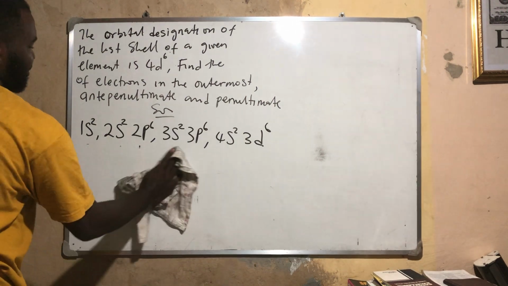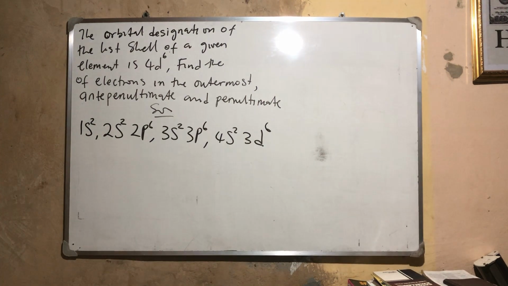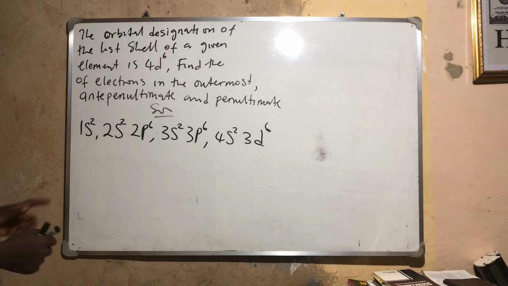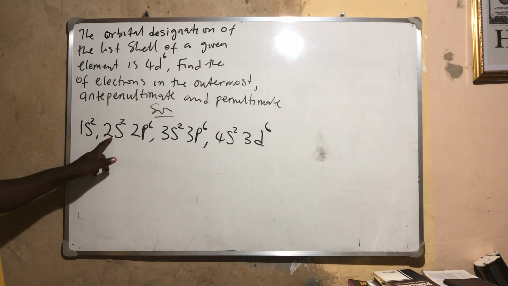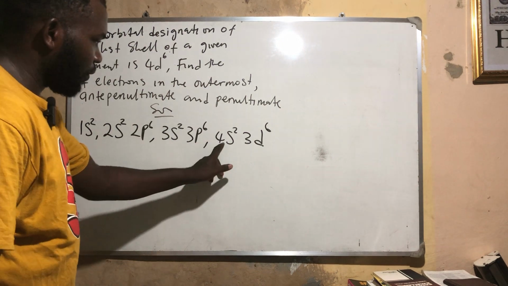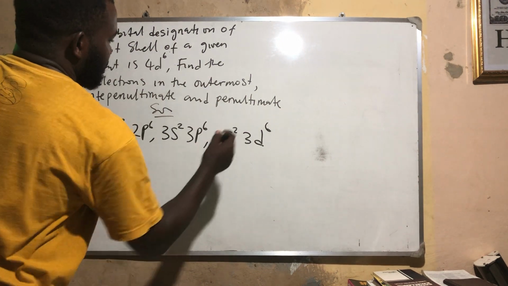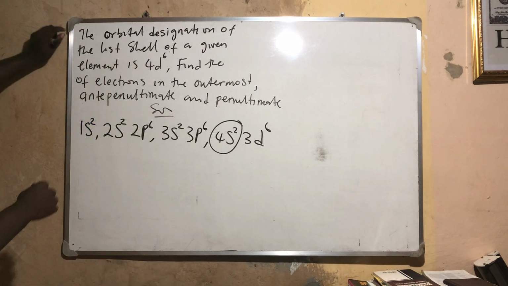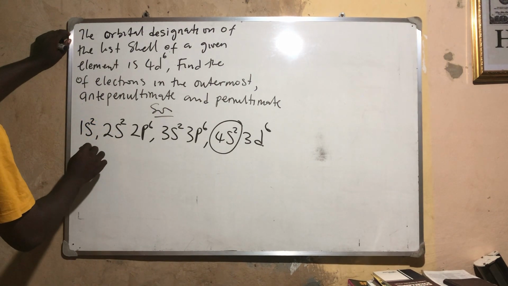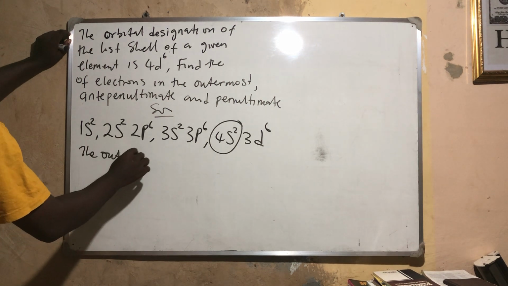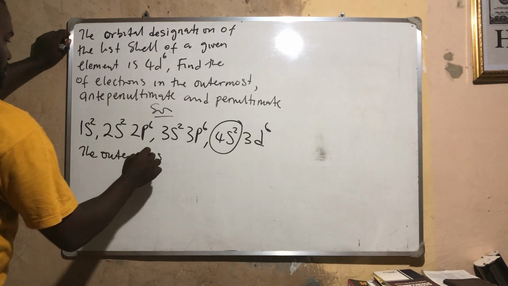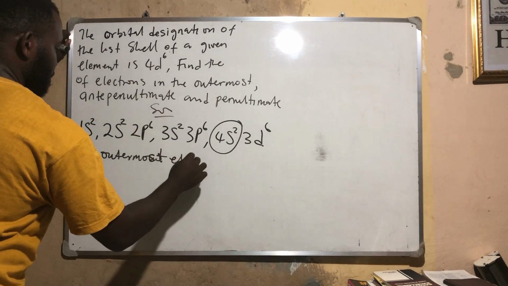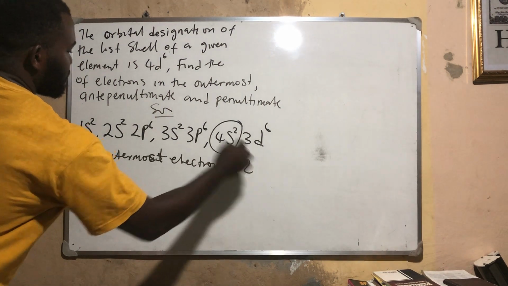So another way we can get it, sorry. They said the outermost shell. The outermost shell is simply the same thing as the orbitals with the highest quantum number. So let us check. The quantum numbers here are 1, 2, 2, 3, 3, 4, 3. So the highest quantum number here is 4, and the electrons there are 2. So therefore, the outermost electron is simply 2.